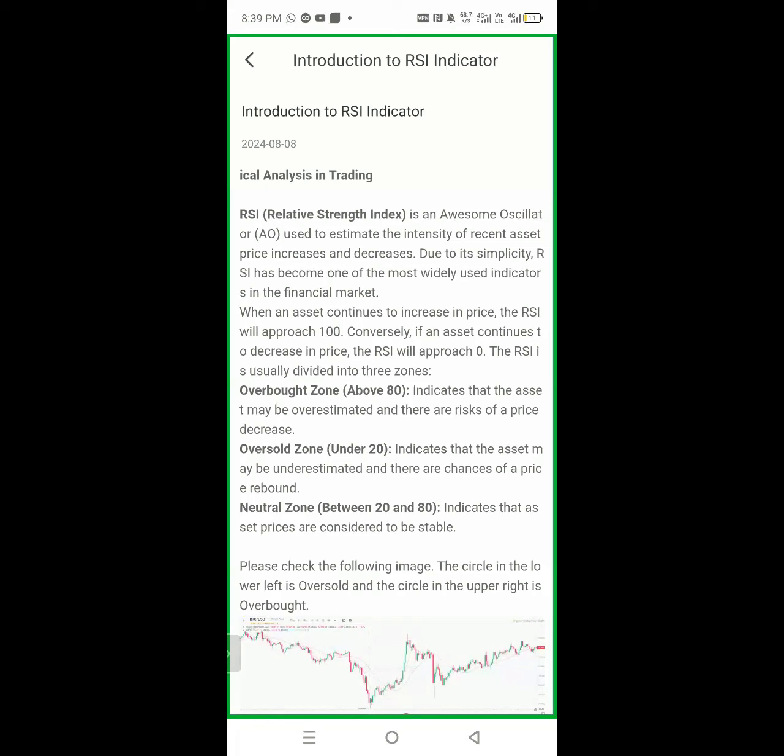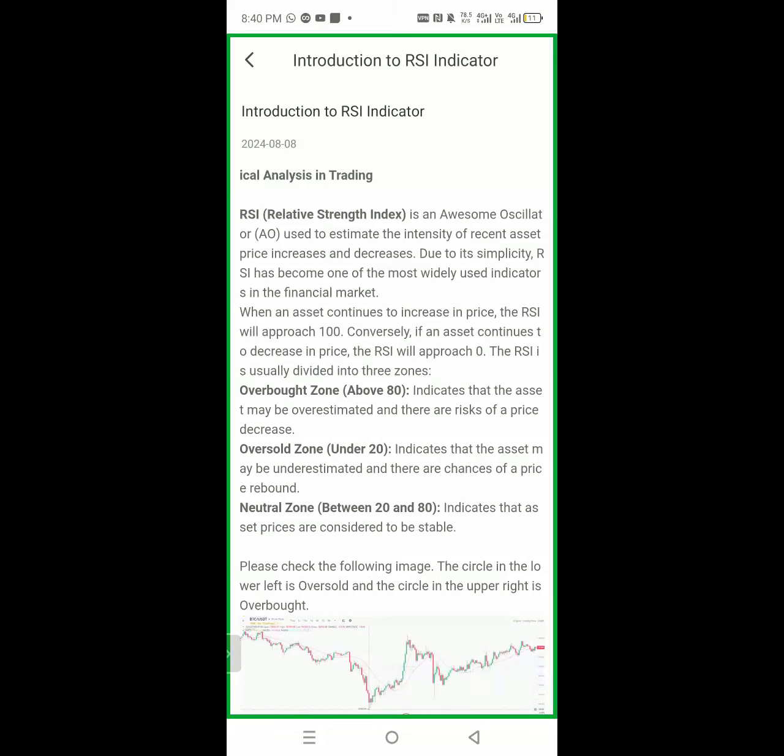In the neutral zone, buyers and sellers are not serious about determining if the coin will go up or down. They will just be in the neutral zone. So the overbought zone is above 80. It indicates that the asset may be overestimated and there are risks of a price decrease. So once the RSI reaches 80 and above, you should note that the coin will come down. You understand?